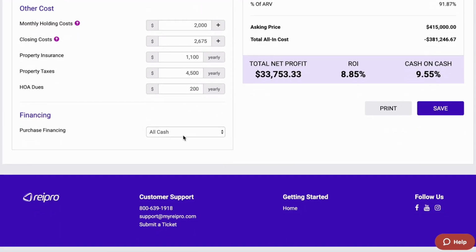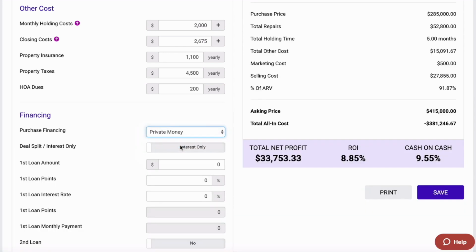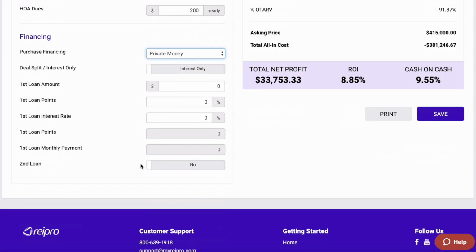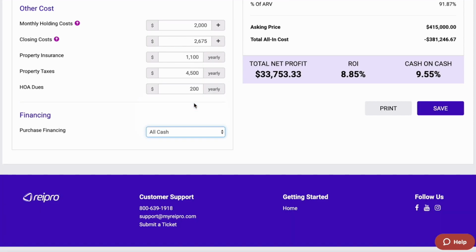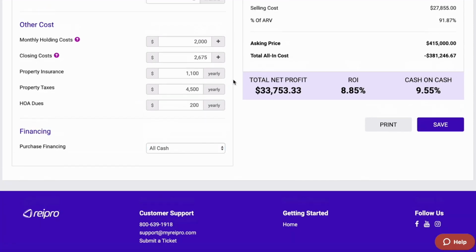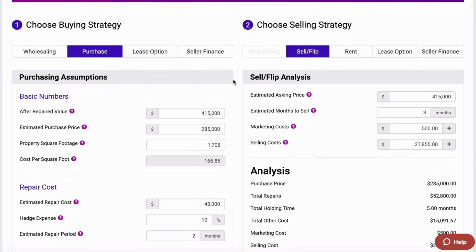Now, in this example, I'm just giving an all cash example, but we do have multiple ways to finance this and analyze these finances from hard money, private money, one of my favorite, or just a normal loan, fixed or ARM. And when you do select these different items, you're going to fill in those blocks as well. But in this example, just using a cash example. All right, so now let's go look at how we're going to sell this property.